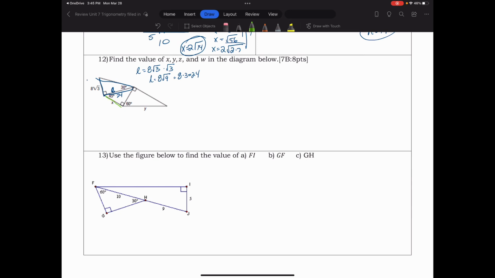If I know this is 24, I have my 45, 45, 90. I know that my hypotenuse, which is 24, is equal to my leg times radical 2. I divide by radical 2. I can't have radical 2 in the denominator, so I need to rationalize. So this is 24 radical 2 over 2 is equal to x. I know 24 divided by 2 is 12 is equal to x. So I know that this is 12 radical 2, which also means that this is 12 radical 2.